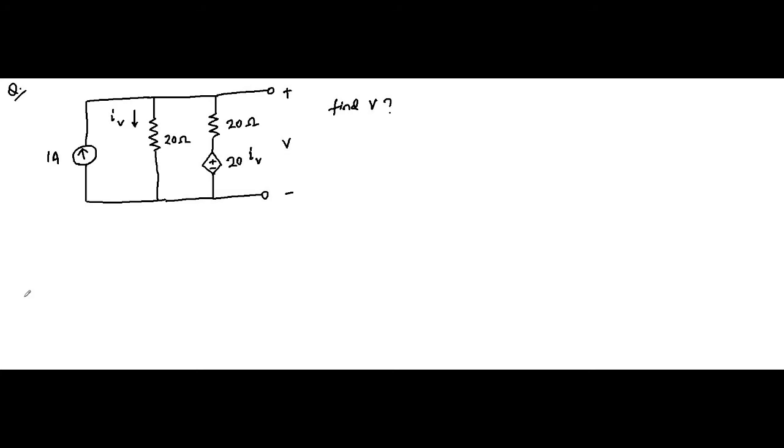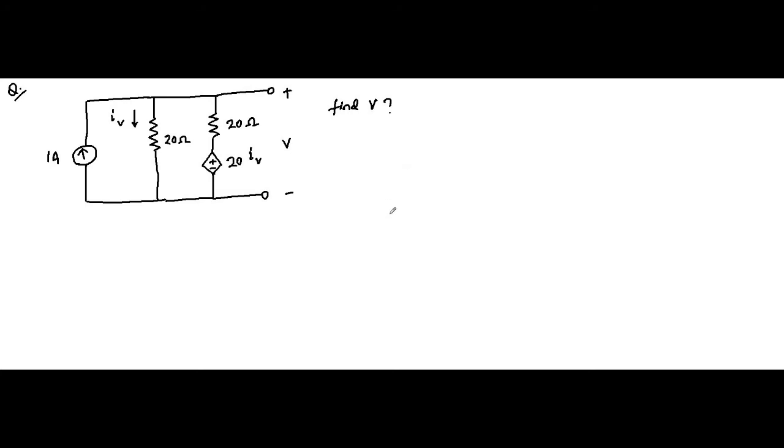Hello friends, so here we are with another question on Kirchhoff's law application to circuits involving dependent sources. Here we have the circuit with a current dependent voltage source, and we have been asked to find the voltage across these two terminals. Okay, so let us solve it.